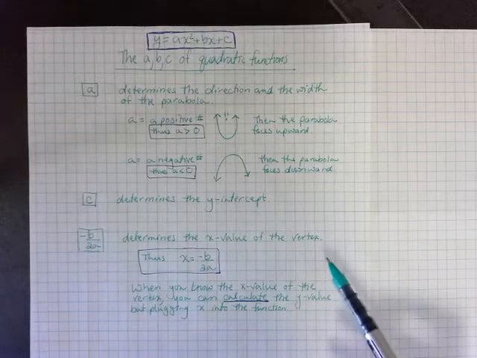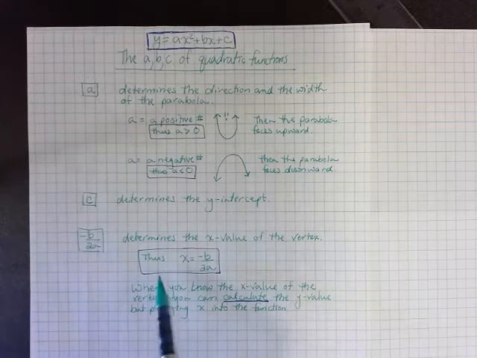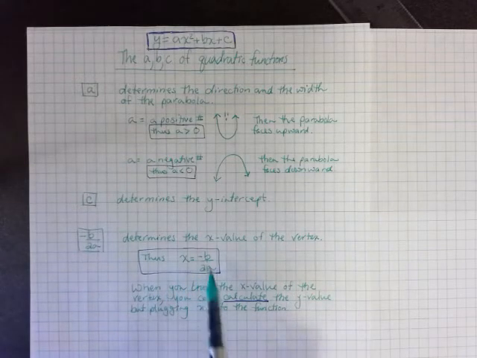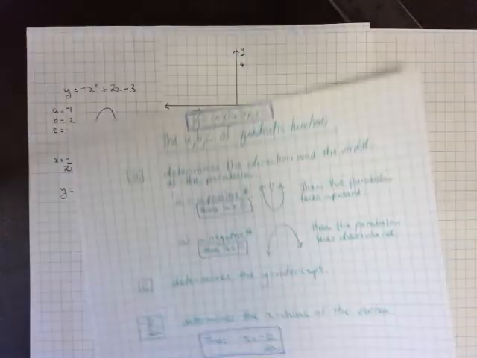I'm going to go straight to the vertex because I want to focus in on it. The vertex is going to help us determine where the symmetry is in our graph. We know the x value of the vertex can be determined by negative b over 2a. Once you know the x value of the vertex, we can calculate the y value by plugging it into the function. Here's an example.